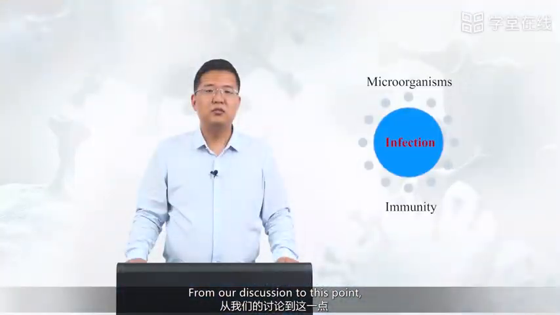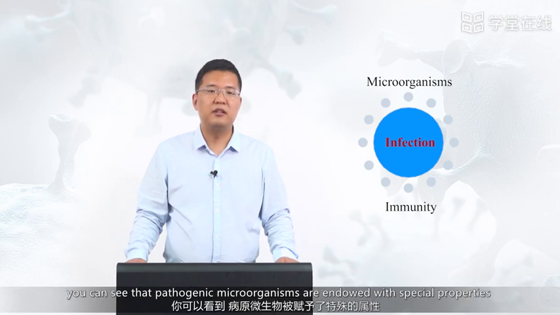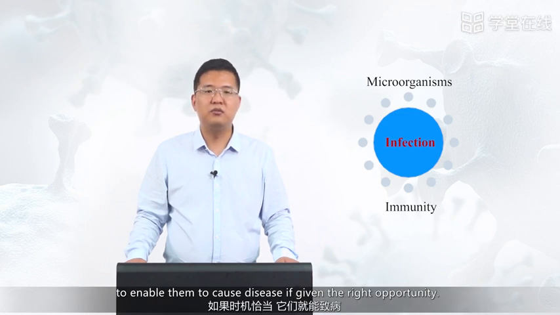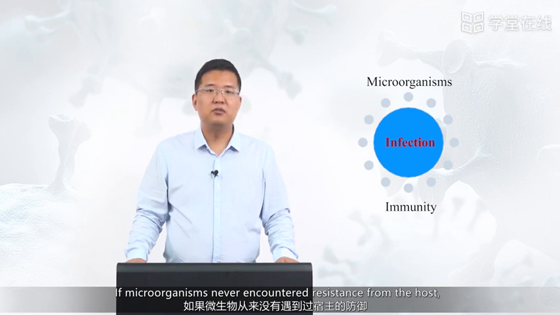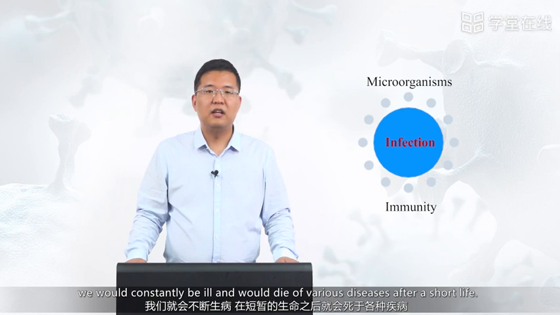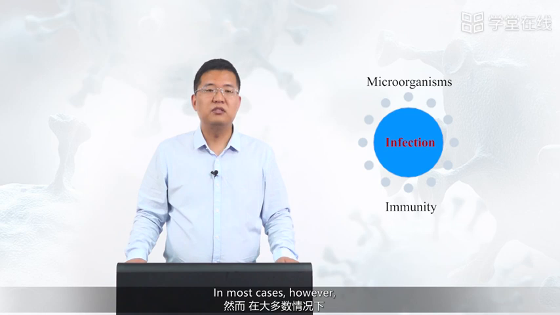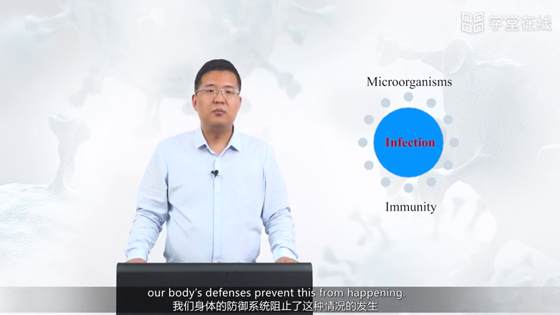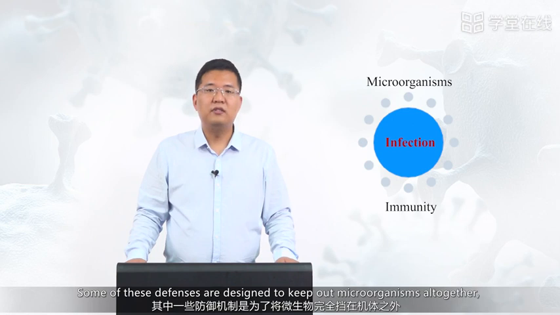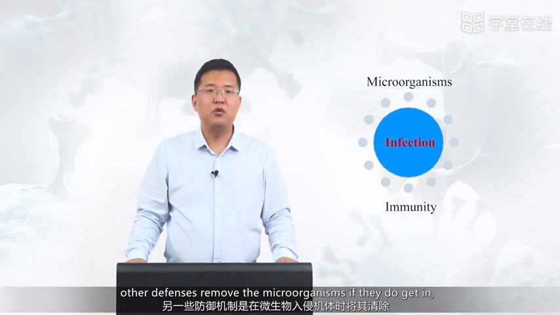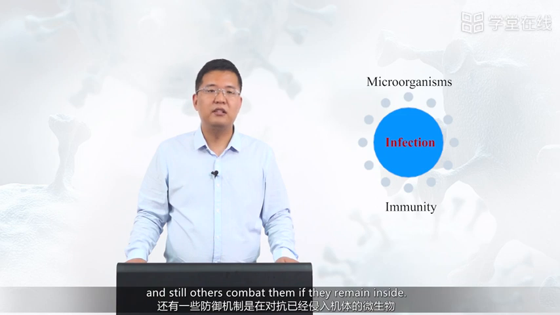From our discussion to this point, you can see that pathogenic microorganisms are endowed with special properties to enable them to cause disease, if given the right opportunity. If microorganisms never encountered resistance from the host, we would constantly be ill and would die of various diseases after a short life. In most cases, this never happens. Our body's defenses prevent it. Some of these defenses are designed to keep out microorganisms altogether. Other defenses remove the microorganisms if they do get in, and still others combat them if they remain inside.